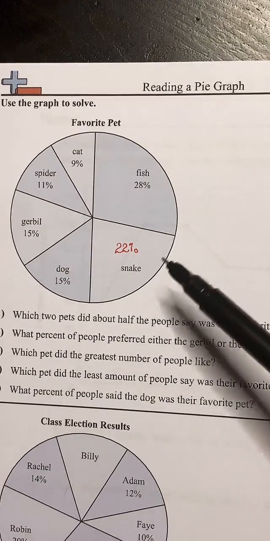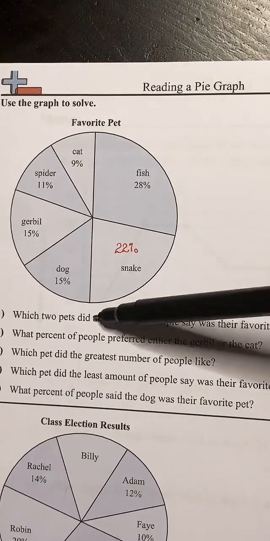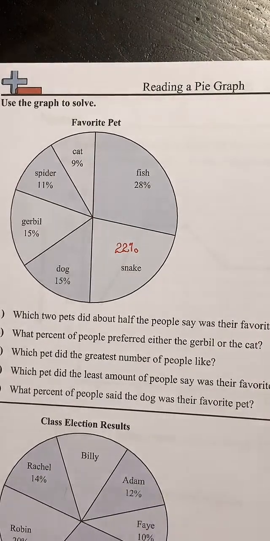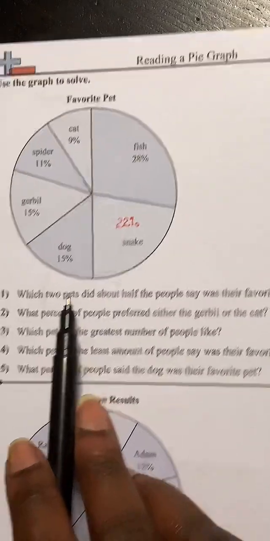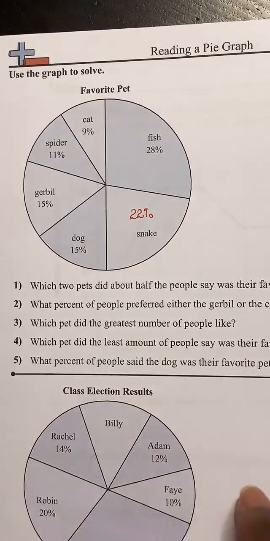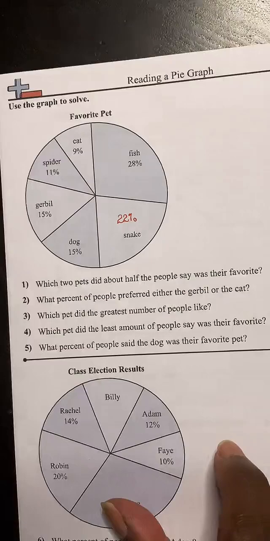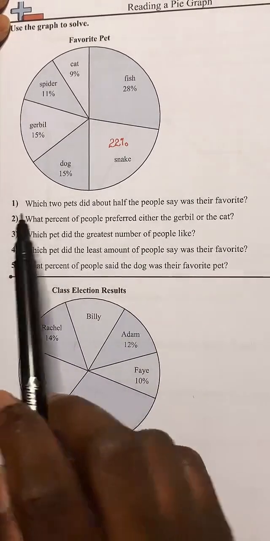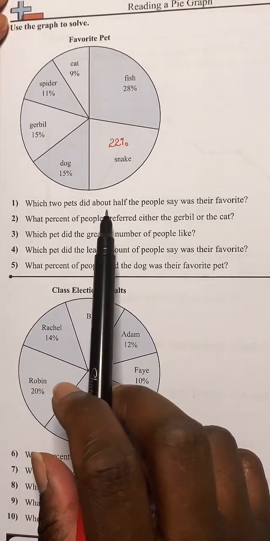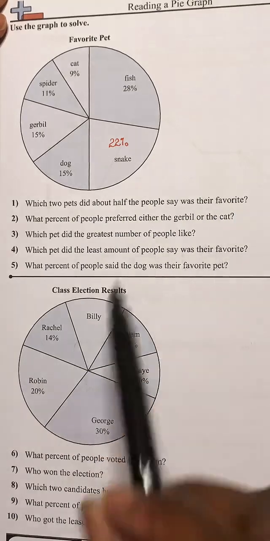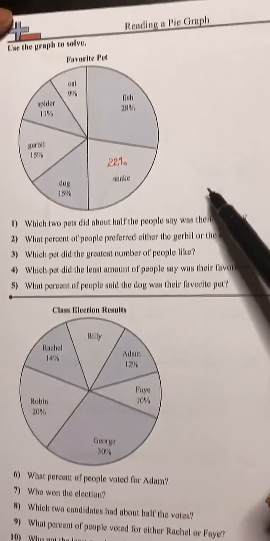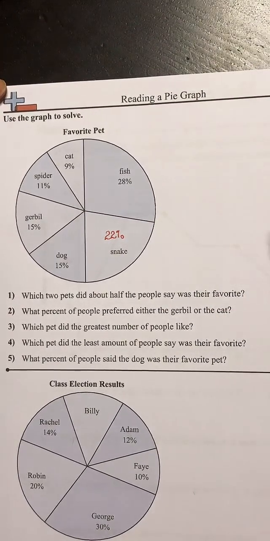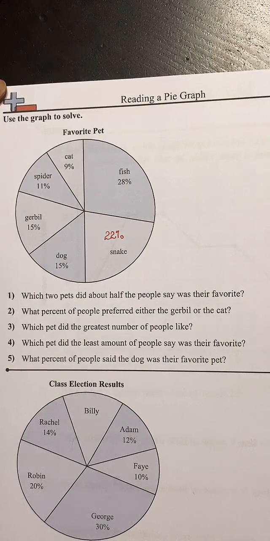All right. And if you notice, it kind of looks like half of the circle. So 28 plus 22, that'll give me 50. So it's like 50% of your data. The first question it asks, which is kind of hard for you guys to see everything, so I'm trying to put it all together as best I can. All right, which two pets did about half of the people say were their favorite? Again, as I said, when you're looking at the graph, almost like half of the circle. So we're looking at snakes and fish.